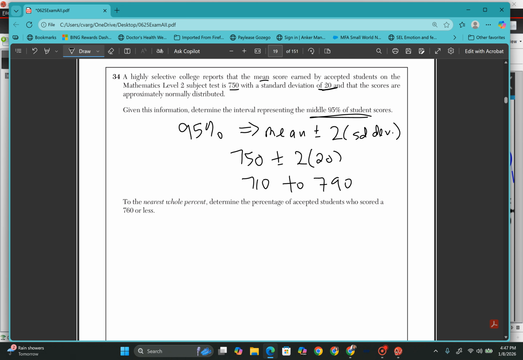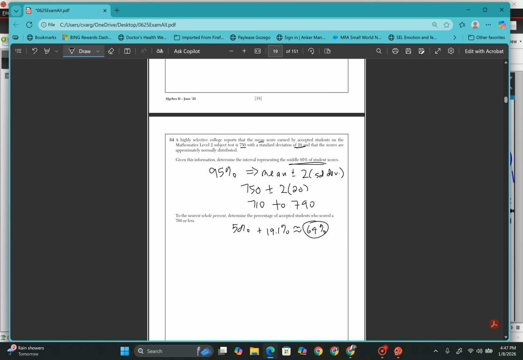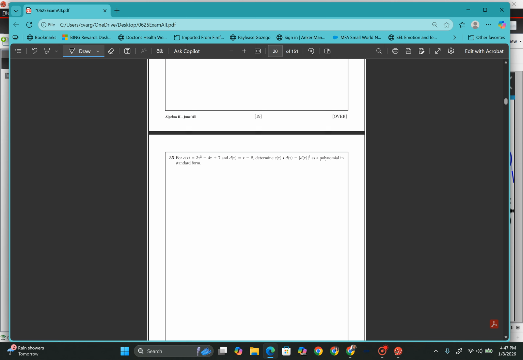So for this one, technically right now you are not going to be able to answer it. But I'll just show you this real quick. So this is 50%, which is half, plus 19.1%. And that is going to be found with the calculator. So this is going to be about 69% to the nearest whole percent. Okay. And again, we are going to go through that in the second part of the semester, second semester.